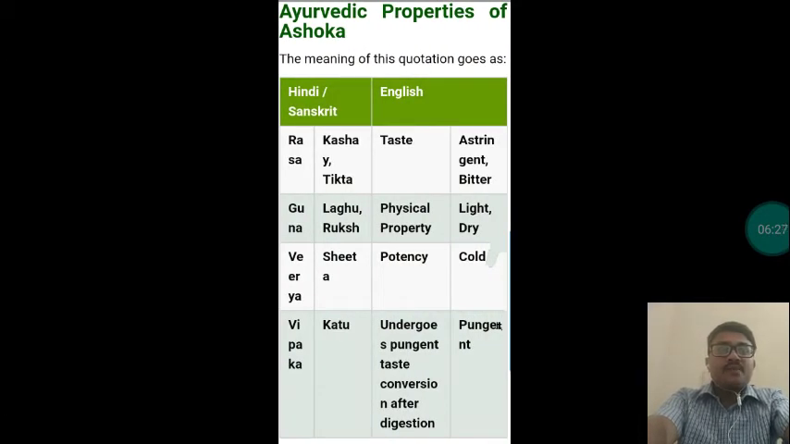Now the Ayurvedic properties of Ashoka. Rasa is kasaya tikta, which means the taste is astringent and bitter. Guna is laghu ruksha, which means the physical property is light and dry. Virya is sheeta, potency is cold. Vipaka is katu, that means undergoes pungent taste conversion after digestion, which is pungent or katu.